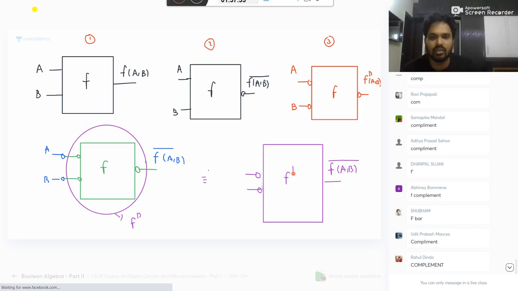So if you have FD here, if your inputs are complemented, it will give you the whole complement. That is the conclusion I want to say. This is what we call Shannon's law also.